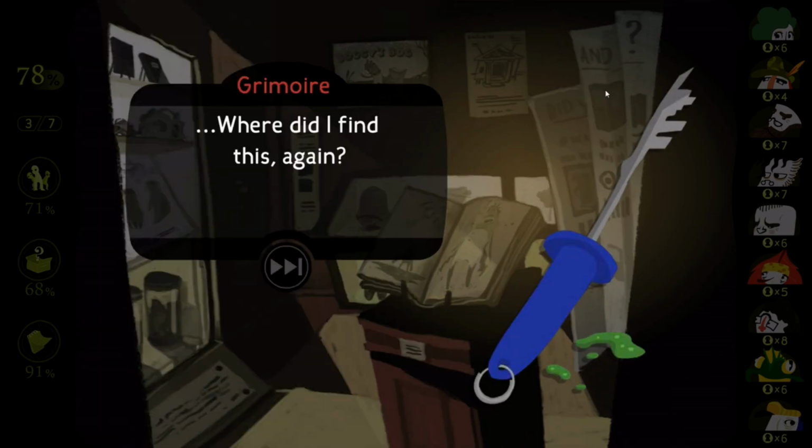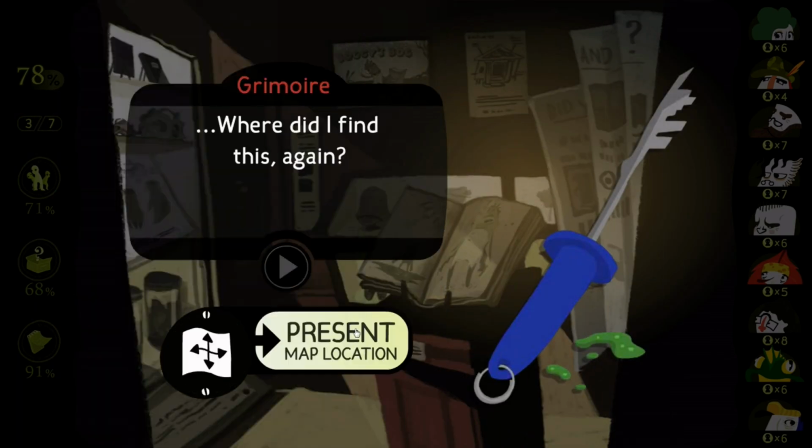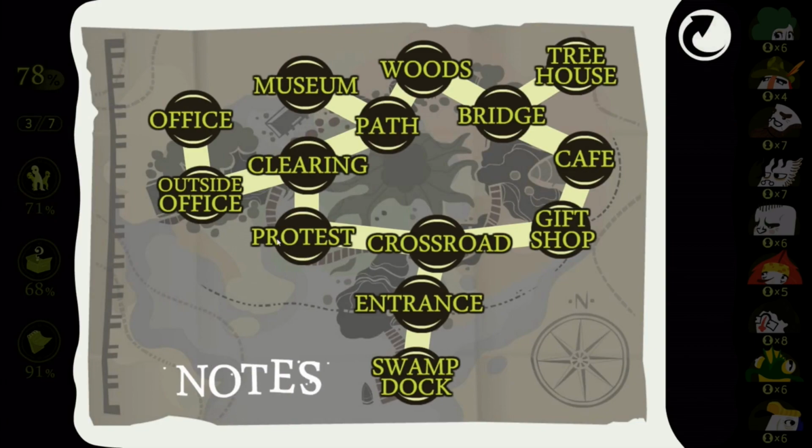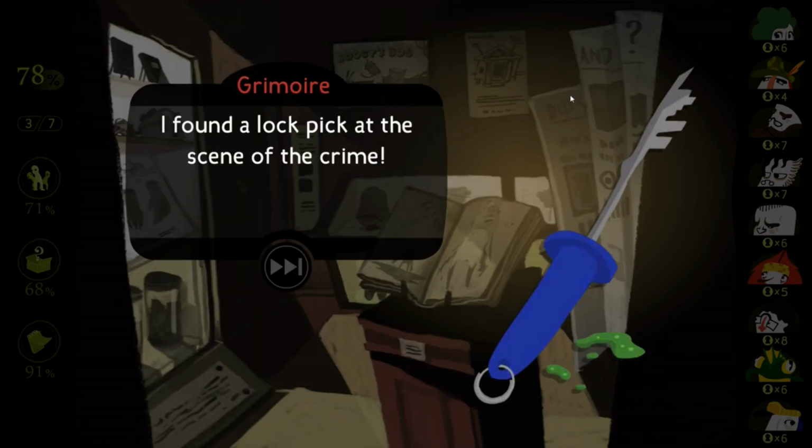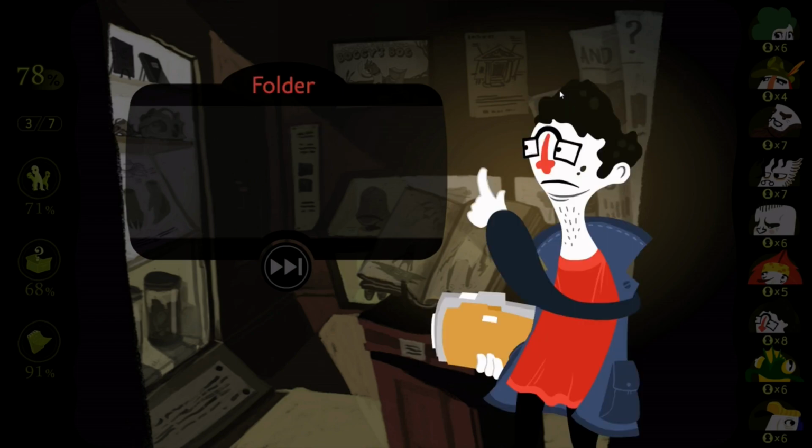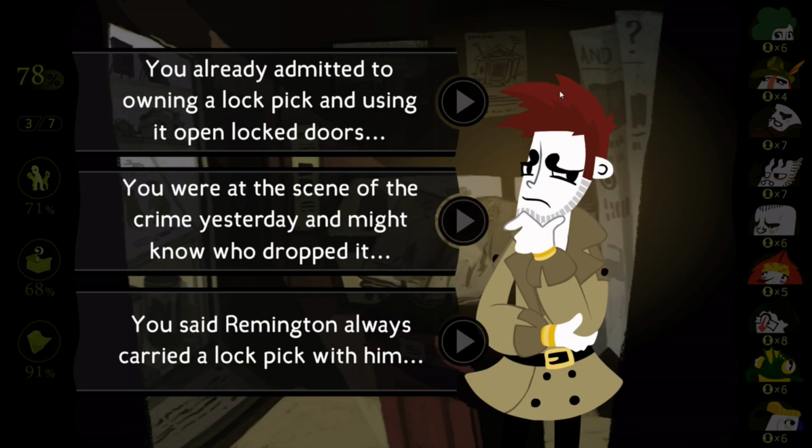Where did I find this again? I found a lockpick at the scene of the crime. Oh, apparently you did. Why does this concern me?